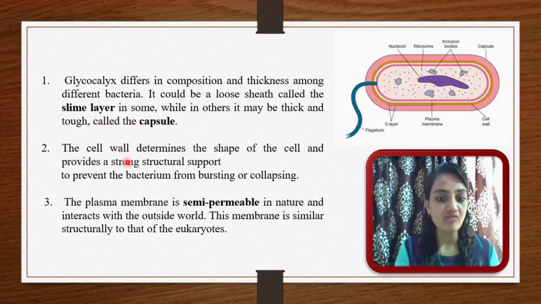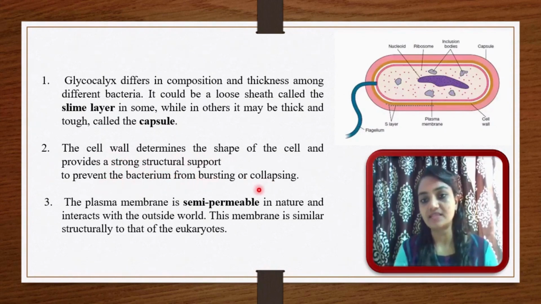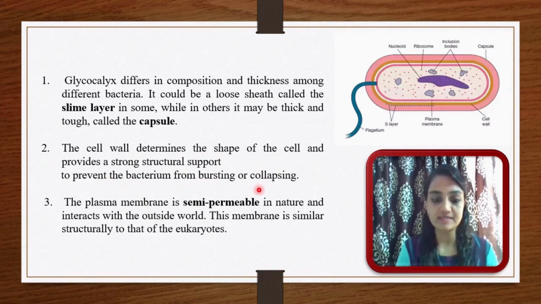The cell wall determines the shape of the cell. It provides strong structural support and prevents the bacterium from bursting or collapsing. This is a very important structure. The plasma membrane is semi-permeable. What is the meaning of semi-permeable? They only allow certain molecules to come in or go out. That's why it is called semi-permeable in nature, and it interacts with the outside world.